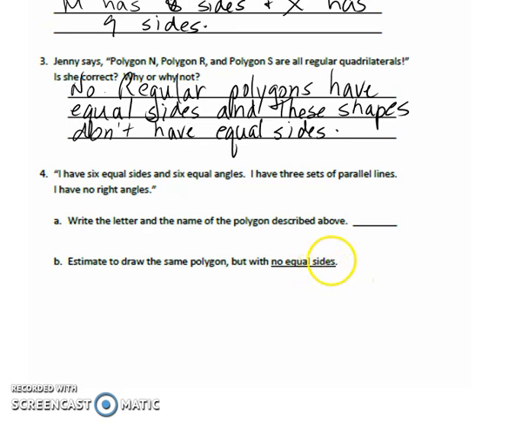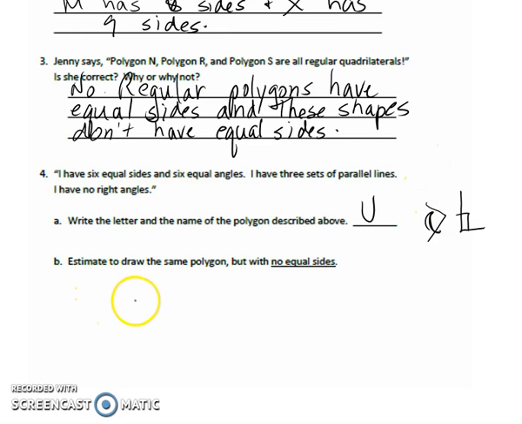Okay, so you should have found shape U. 6 equal sides, 6 equal angles. So remember, angles are where 2 sides come together. This right in here is called an angle, and that's usually how we show it. If it's a right angle, we would show it like this to show how it makes a square or rectangle in that corner.